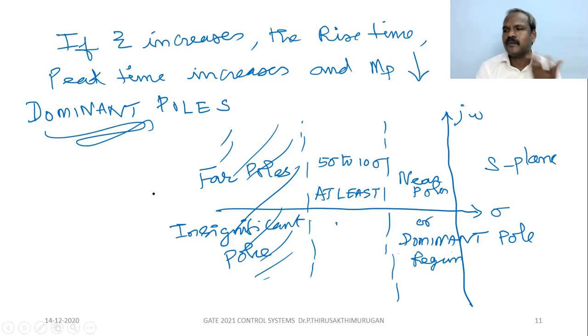So what is dominant? If the system consists of more than one pole, the entire transient response is determined or dominated by the near poles, and the far away poles are ignored. Simply, they are not significant. Hence, the near poles are called dominant poles or significant poles. These poles are very important. So the near poles are called dominant poles. This is about dominant poles, right?